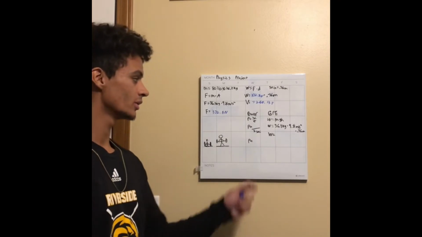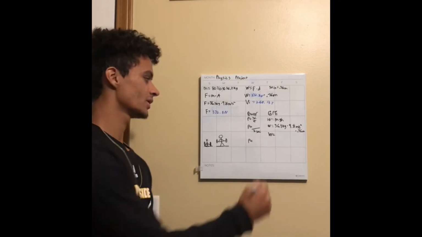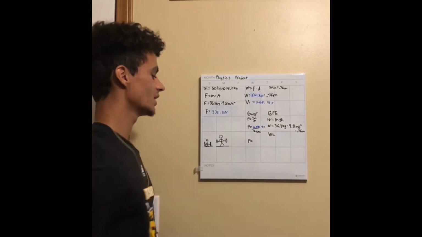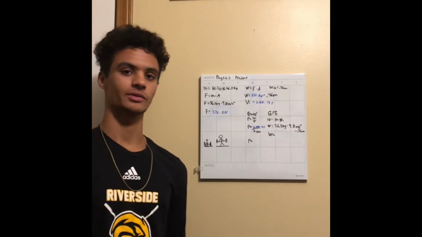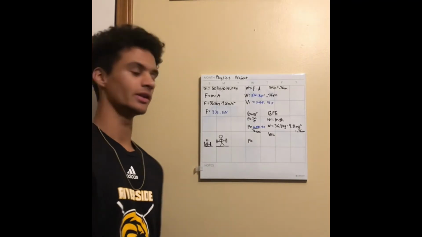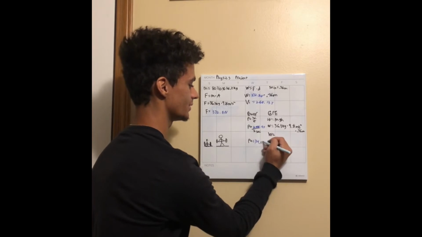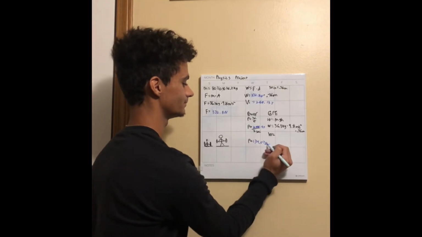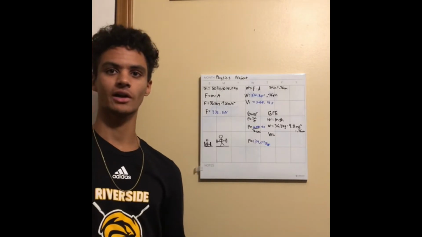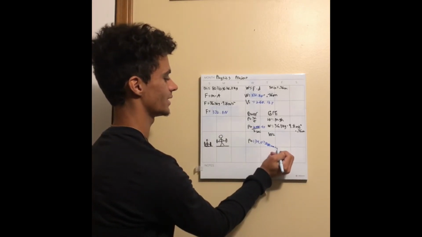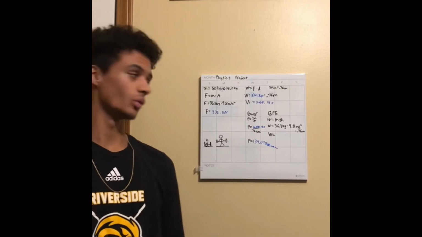And then if we want to find the power, which is the rate at which work can be done, you do work over time. So our work we just found of 268.13 joules, and divide that by the time it took to raise the bar, which was 2 seconds, you get 134.07 joules per second. And that also equals a watt. So you have 134.07 watts.